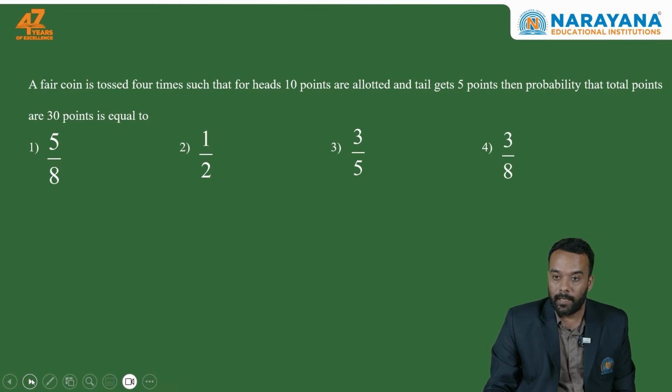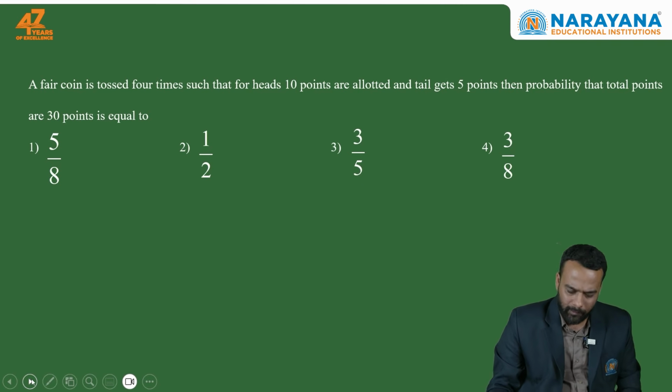Then the probability that a total of 30 points are being allotted. So now, first of all, we can very easily understand that this is a question of probability, and that too only basic aspects of probability.